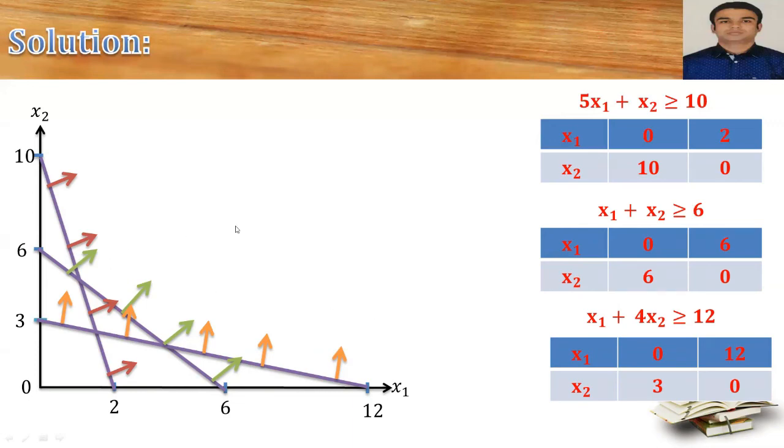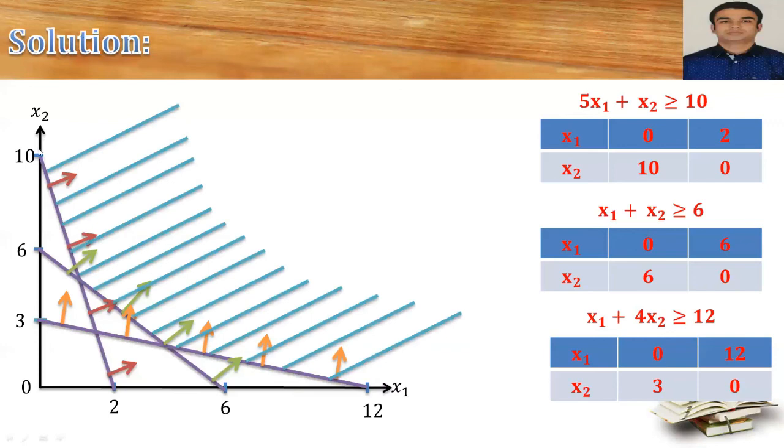So which one is our common area here? This one is our common area. The area shown with the blue line is our common area, and this area is known as the feasible region. Now, the most important point here is that this area is not bounded. This area is not bounded by an upper boundary limit, but it is bounded by a lower boundary limit.